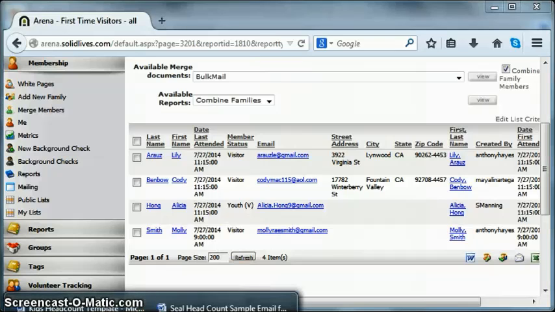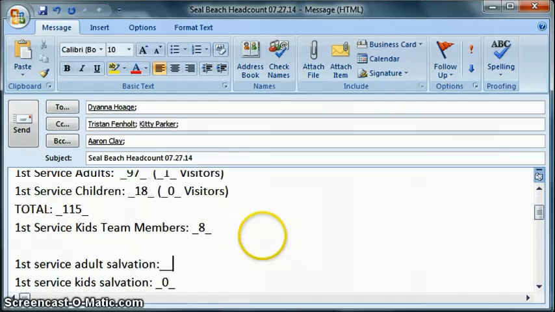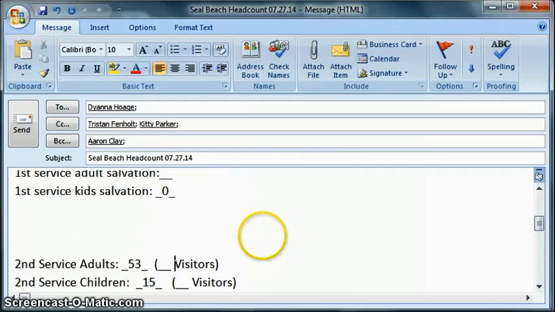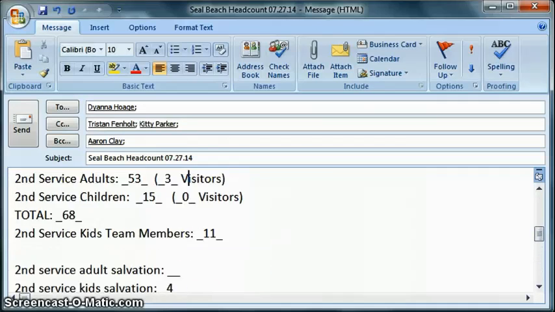So let's pull up our head count. Add those. We had 1 for first. We had 0 kids, because they would have showed up if there were any kids. It would have said minor visitor, but there was none. And then 3 for second service, and then again 0 visitors. So once you're all plugged in here, you're good to send.